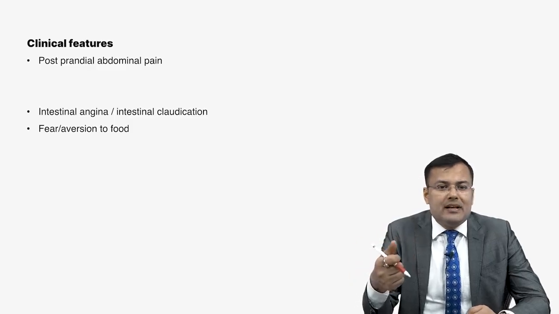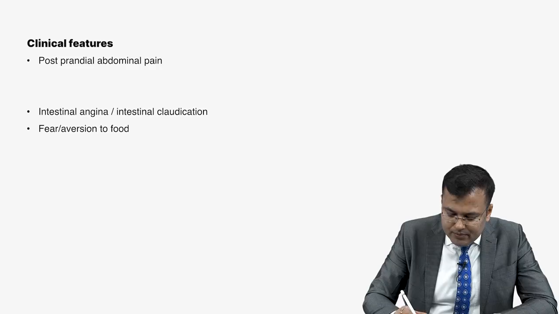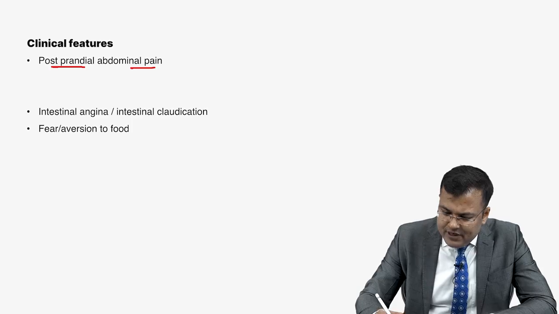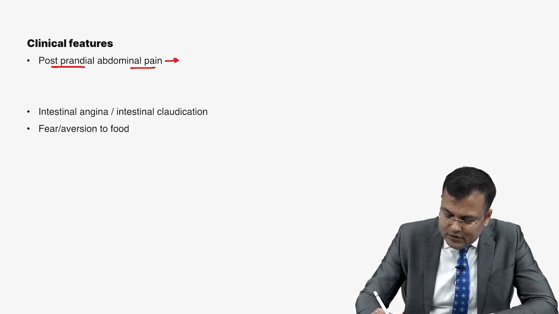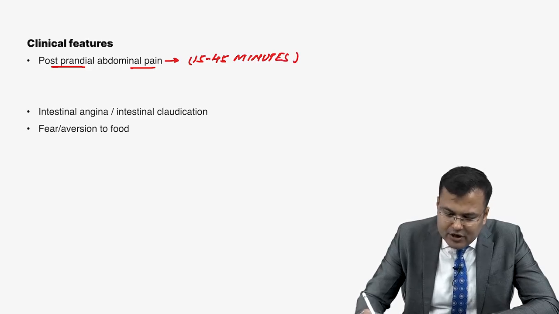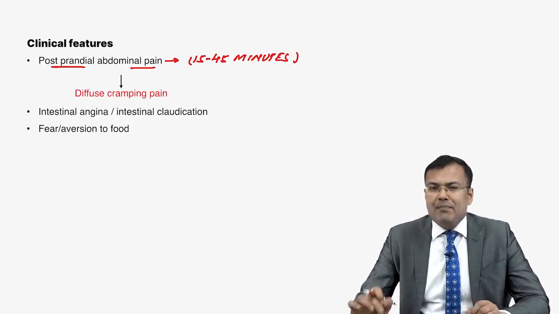So what will happen ultimately? Patient is having ischemia. And if there is ischemia, what's the problem? Pain. So when pain occurs mainly, it is the postprandial abdominal pain. And this is going to last for 15 to 45 minutes of meals. Clear? Why? Because of mesenteric ischemia. And what kind of pain? Yes, it is diffuse cramping pain.